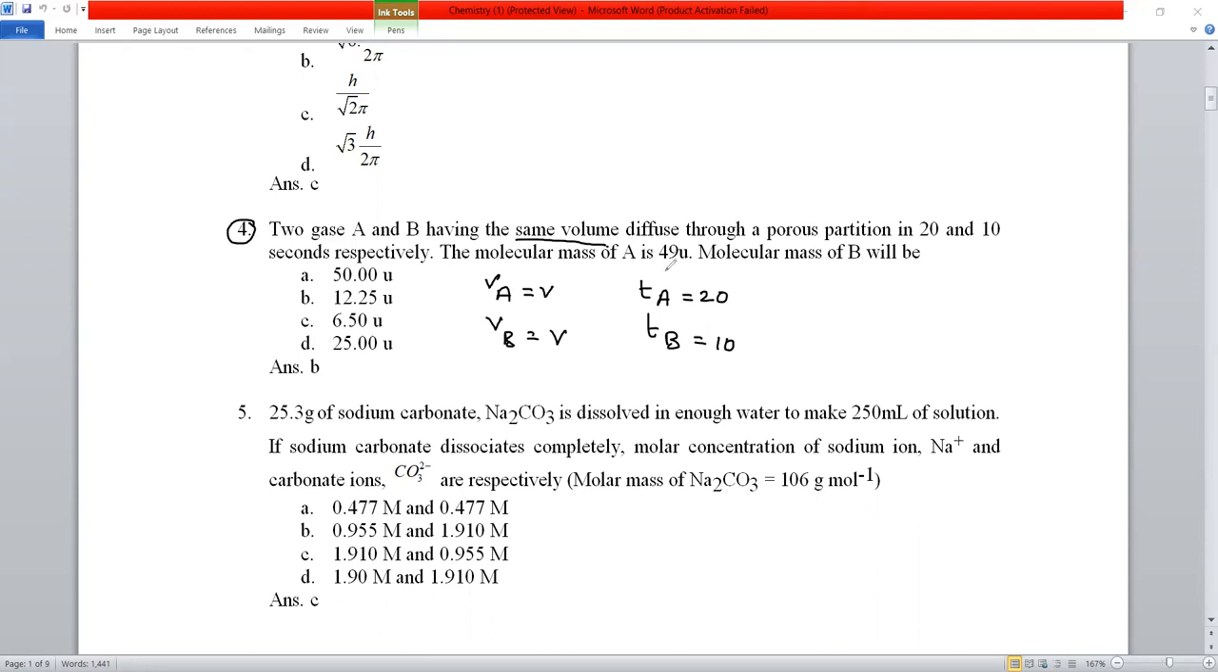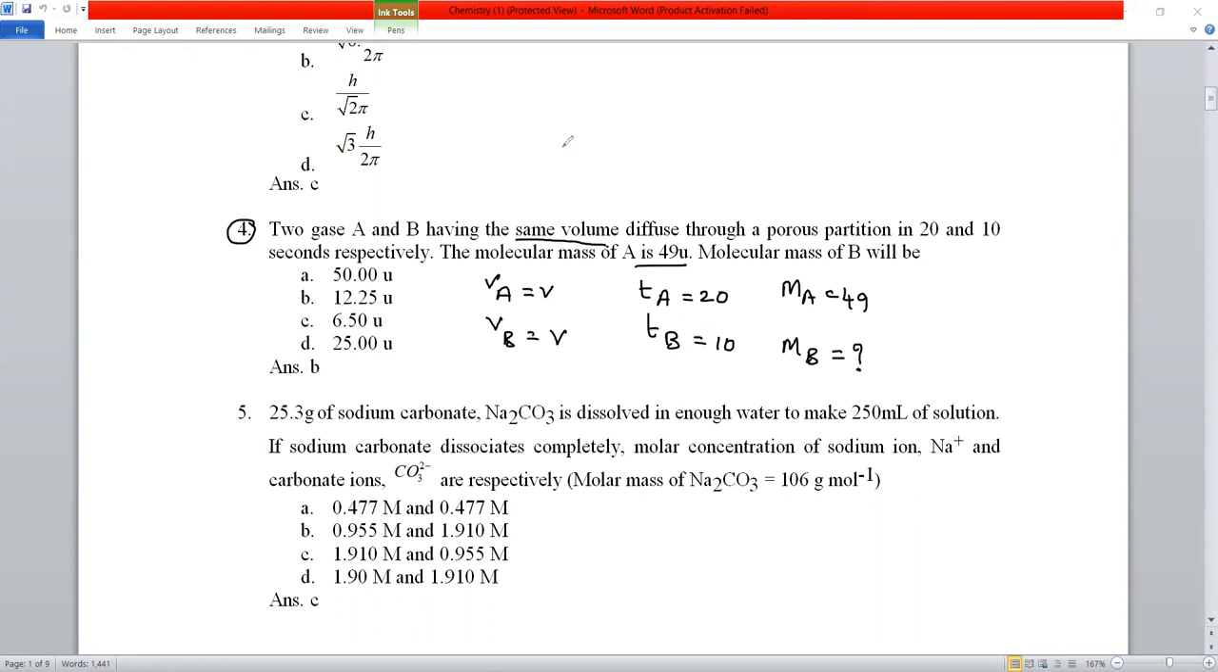And the molecular mass of A is 49. The molecular mass of B is what they're asking. This is the given data, students, and we have to find the molecular mass here.